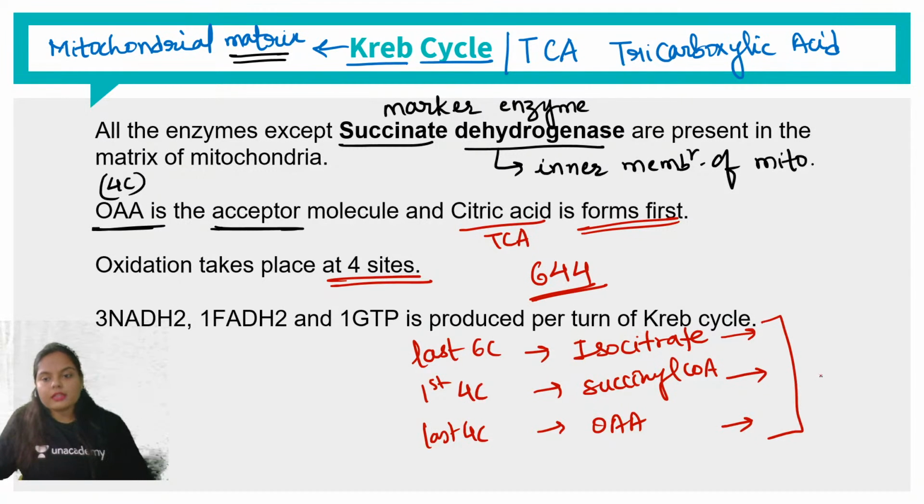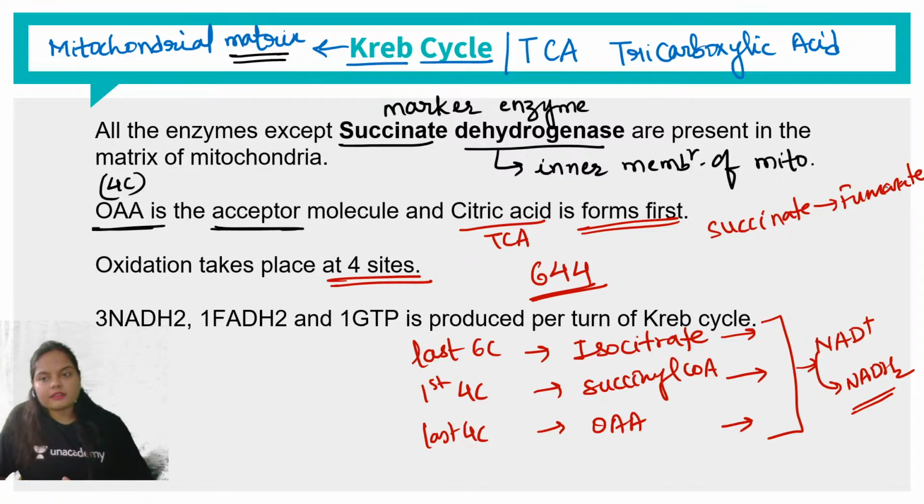And in all the 3 cases, the electron hydrogen acceptor is the NAD molecule, and it is converting into NADH2, right? So these are the 3 sites of oxidation. Now what was the other site of oxidation? Between succinate to fumarate. Okay, and this is a very famous example.